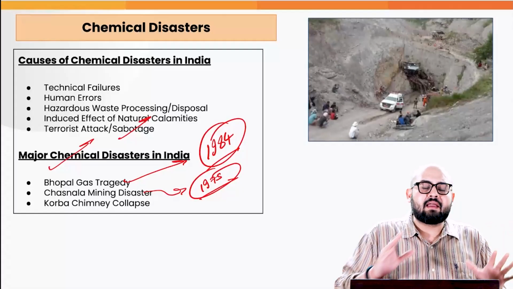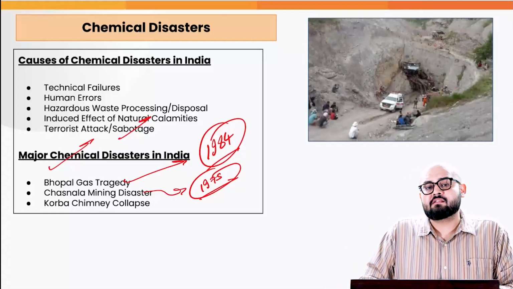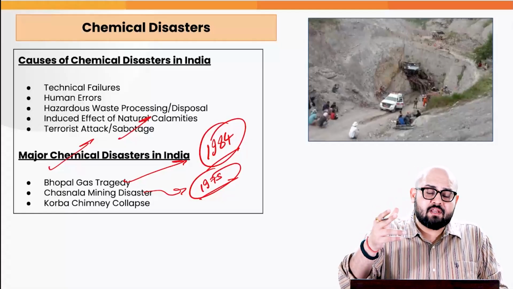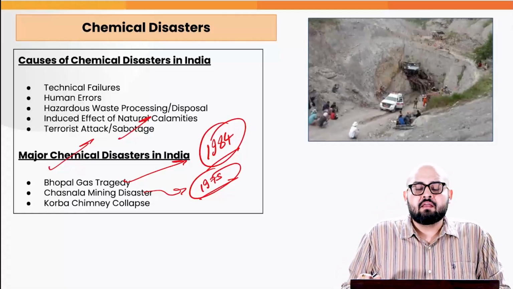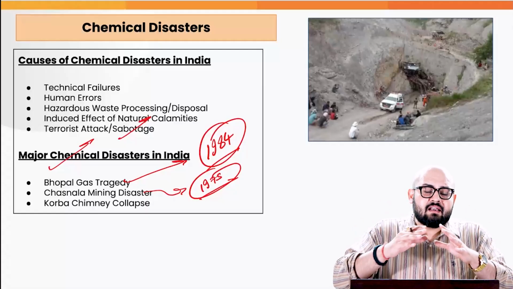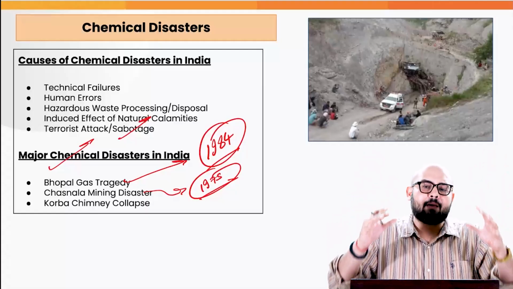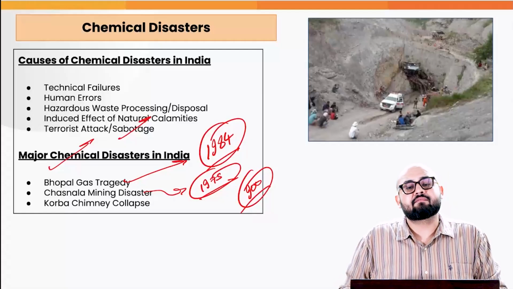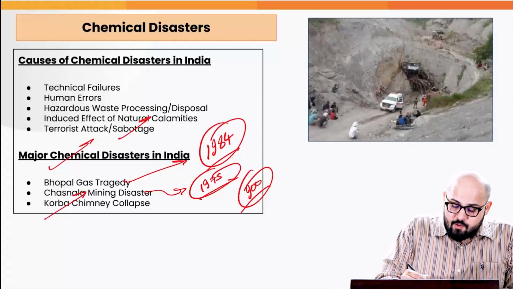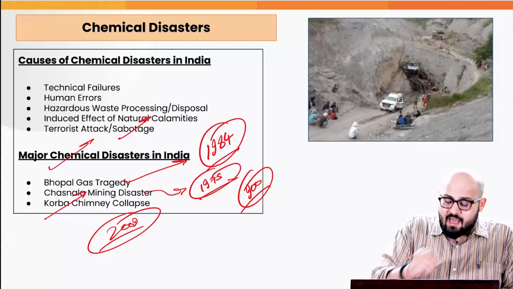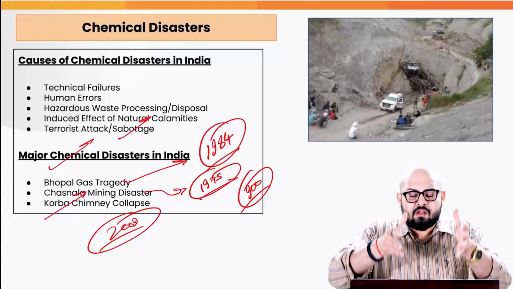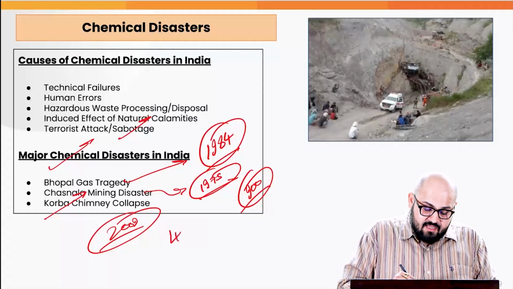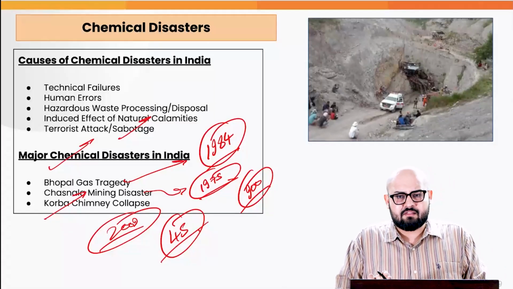Then we have the Chasnala mining disaster of 1975. So we had a particular mine, right? In this mine, there was methane. Now, this methane ignited and it led to an explosion, and there was a sudden collapse of the mine. It led to the loss of almost 900 lives, right? Then we had the Korba chimney collapse of 2009. In this disaster, a chimney collapsed, and it resulted in the loss of life of almost 45 people, right? So this is a very serious issue.